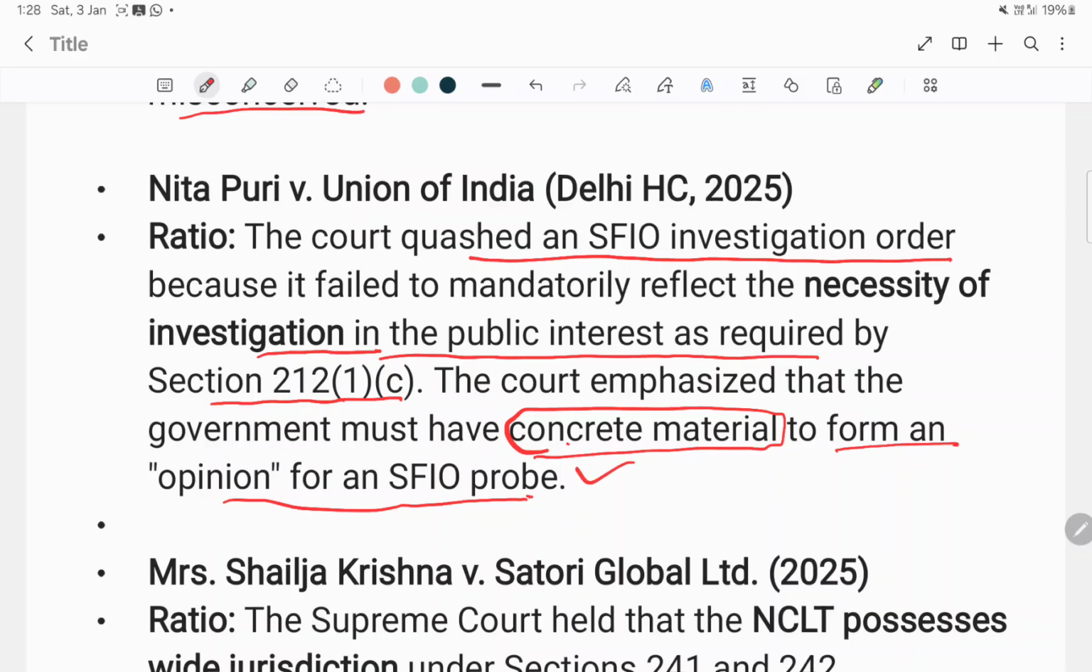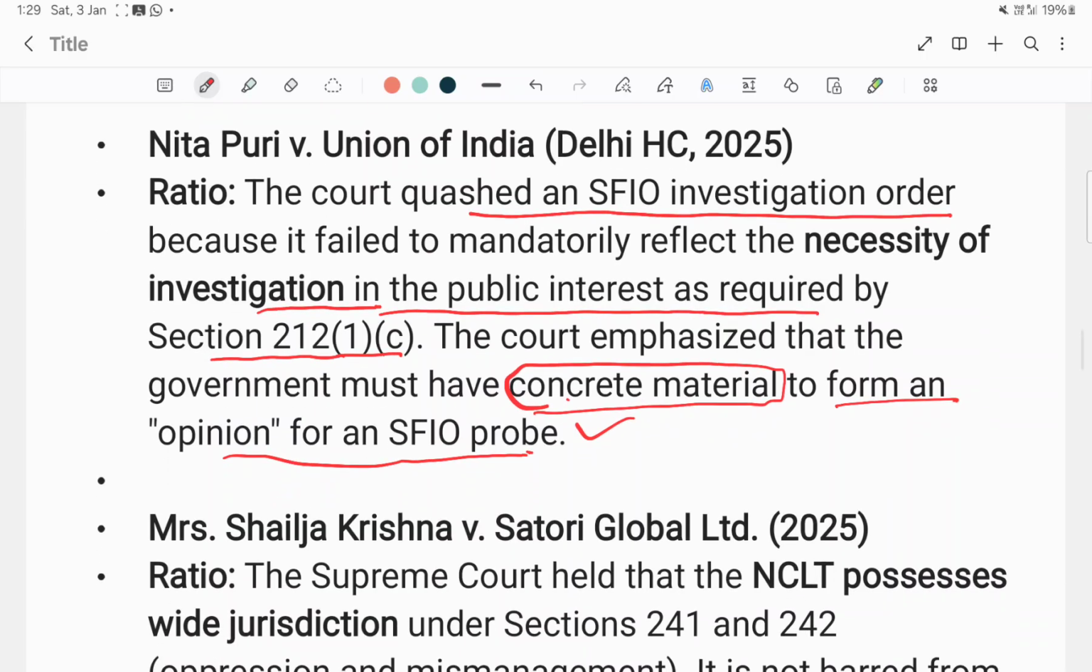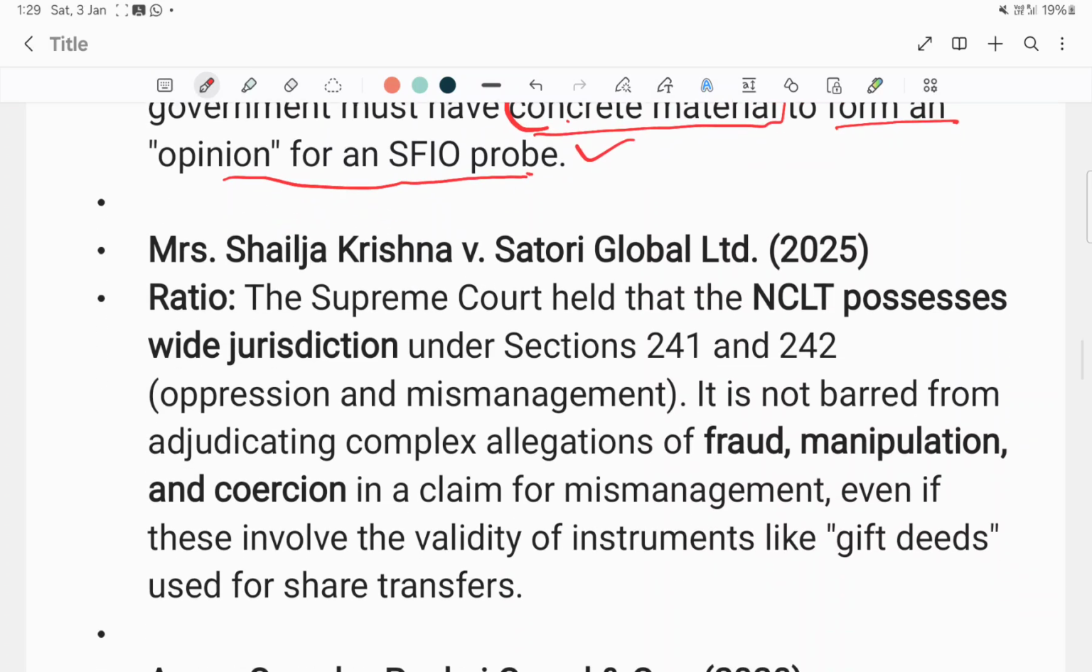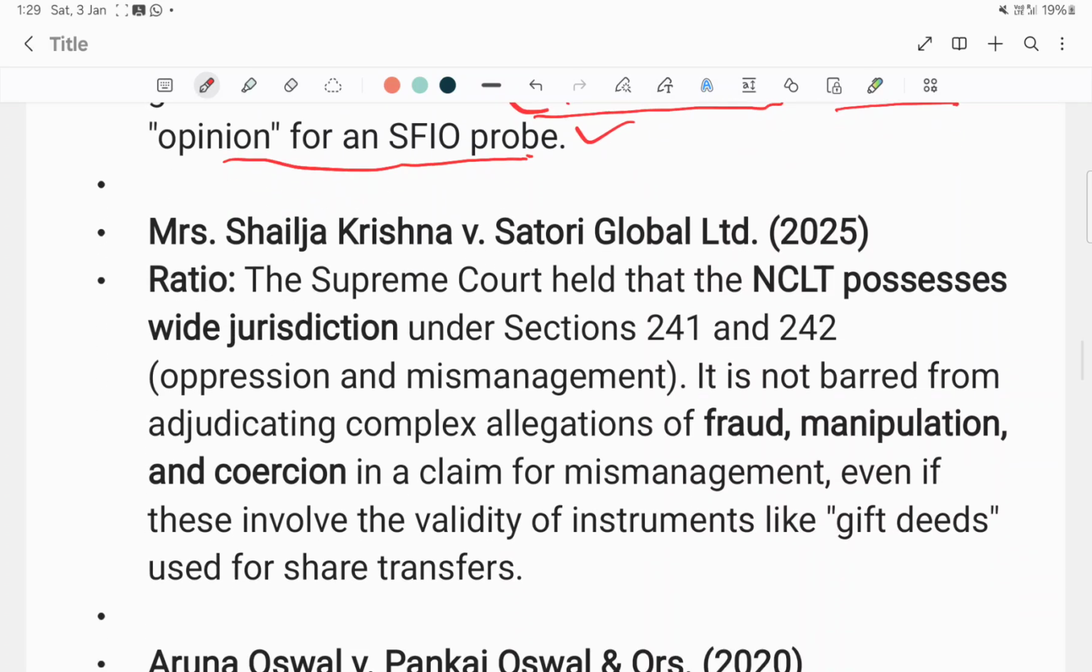So, in every case, we have listed some cases in which the power of SFIO was ratified or approved by the Supreme Court or Delhi High Court, or they also held that it is not a power of SFIO to investigate on vague terms. They must have concrete material, concrete evidence to initiate the proceedings.